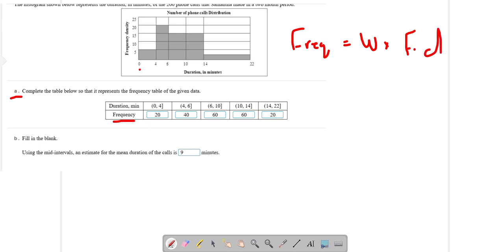Here for the class 0 to 4, what's the width? 4. And what's their density? Check here, 5. 5 times 4, 20. Okay, here for the class 4 to 6, what's the width? 2. What's their frequency density? 20. So 20 times 2, 40. And then so on.